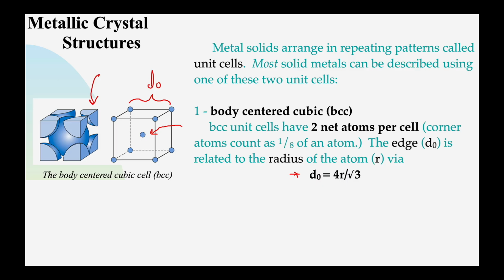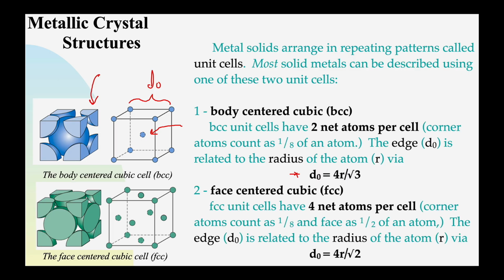The other kind of unit cell, which is fairly common on the periodic table, is what they call the face-centered cubic cell, FCC. If you go through the same kind of analysis, the face-centered cubic cell has 4 net atoms per cell, and the edge of a face-centered cubic equals 4 times the radius divided by square root of 2. Now, face-centered cubic doesn't have the atom in the middle like the body-centered atom like BCC does.